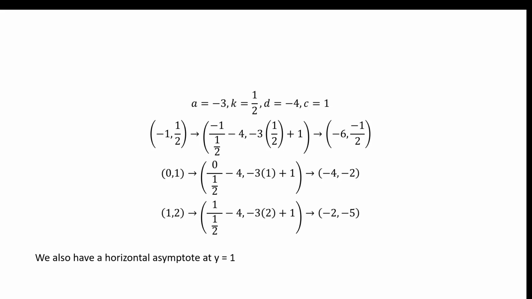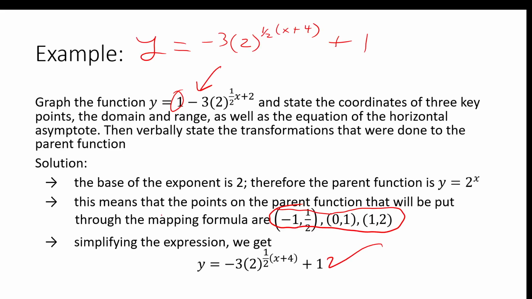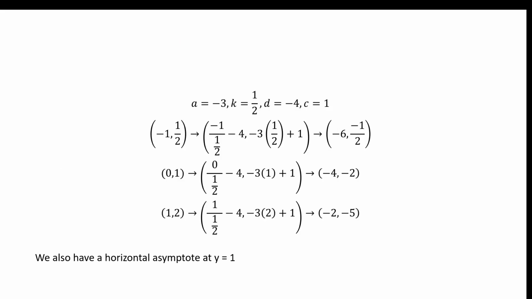So a equals -3, k equals 1/2, d equals -4, and c equals 1, because that's what you get: an a value of -3, a k value of 1/2, a d value of -4, and a c value of 1. If you're wondering what's happening with the 2, what's interesting about this parent function is that that 2 is informing what specific points go here. But after we know those specific points, we don't involve the 2 in any more of our mapping formula dealings. So we take each one of those points, -1, 1/2, 0, 1, and 1, 2, put them through the mapping formula with these values that we said earlier.